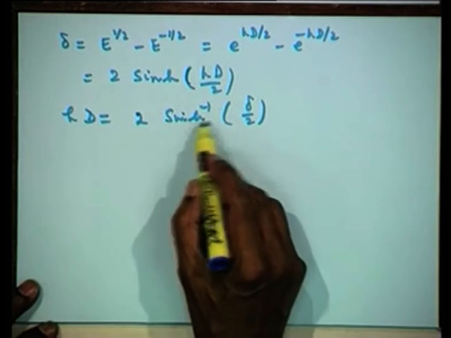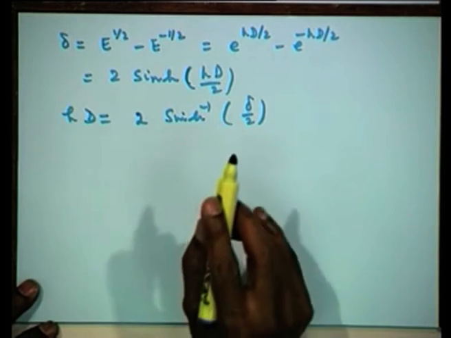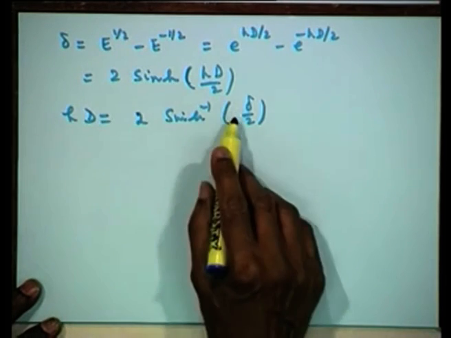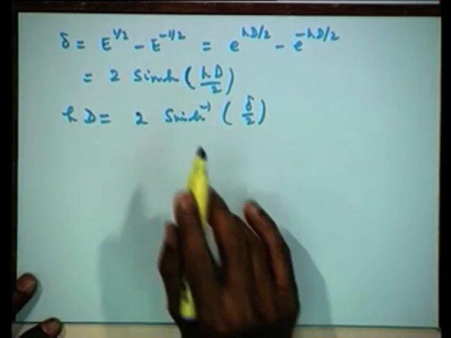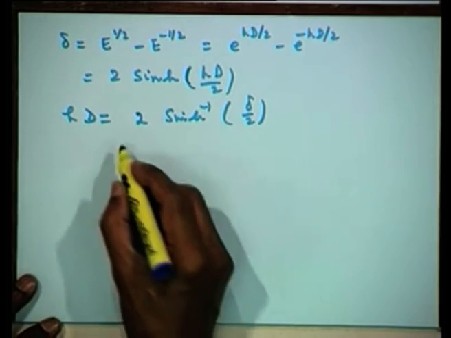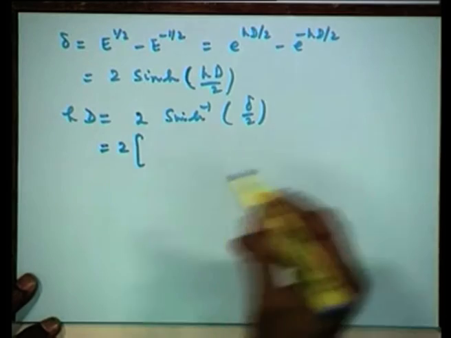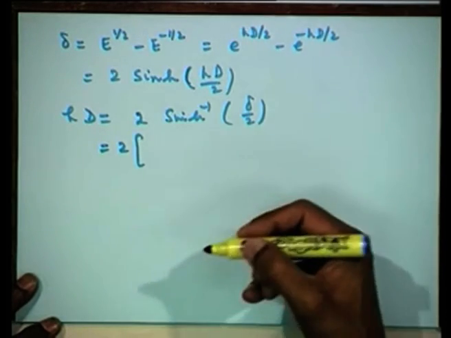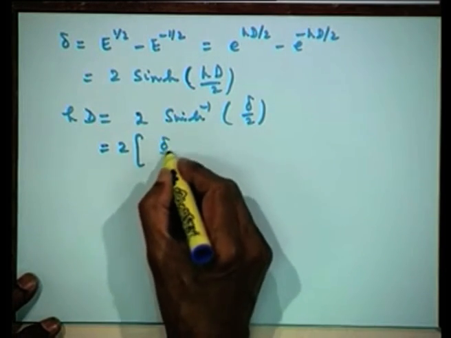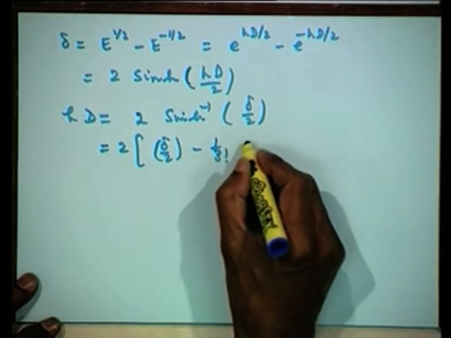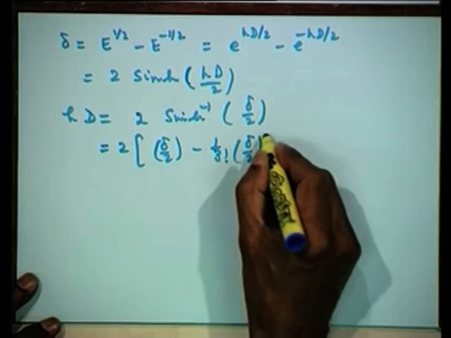Now, the expansion of sin hyperbolic, the first 2 terms is same as sin inverse. The first 2 terms of sin hyperbolic inverse is also same as first 2 terms of sin inverse. So, let us write down those 2 terms, that is sin inverse x is x minus x cubed by factorial 3. So, that will be delta by 2 minus 1 upon factorial 3 into delta by 2 whole cubed.